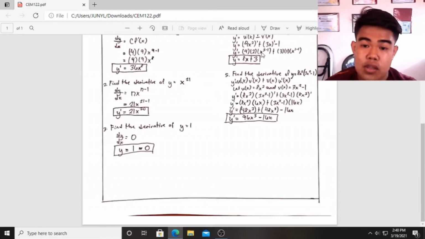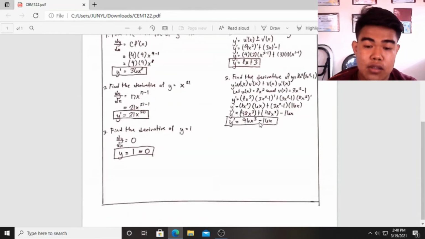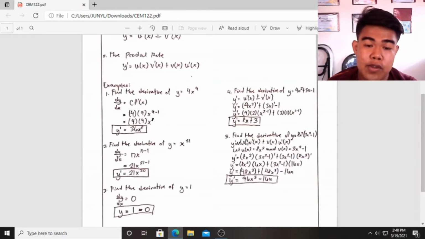So 2 minus 1 is 1, so x, and 4 times 2 is 8. Then copy positive, plus 3 times 1 is 3, then 1 minus 1 is 0, so no more x, it is cancelled. So the answer for finding the derivative of y equals 4x squared plus 3x minus 1 is y prime equals 8x plus 3.